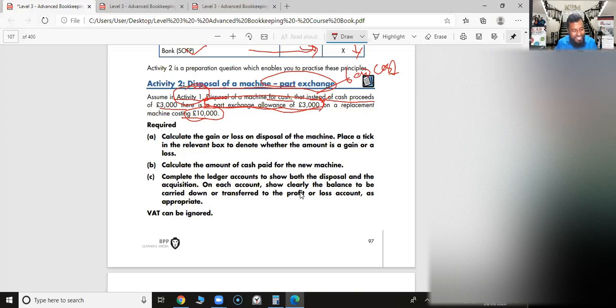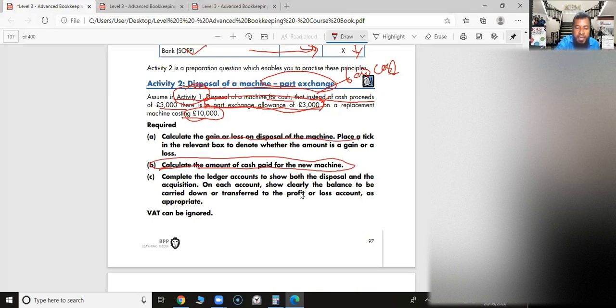People are already answering me. Lovely, well done. 7,000 is the answer, and that is the answer for B. Thank you, everybody. Nicolette, Abdulaziz, Harika, Kamil, Xavier, all of you are right. Calculate the amount of cash paid for the new machine. Yes, I paid 7,000. Now the question coming in: calculate the gain or loss on disposal of the machine.